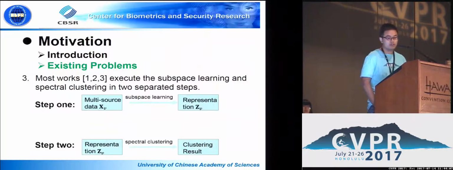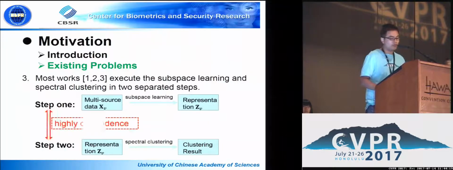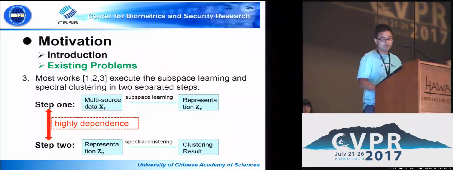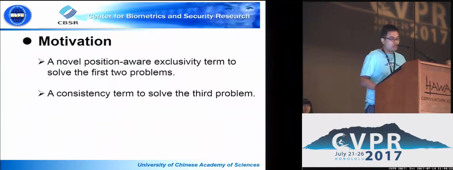The third one is that most works execute the subspace learning and spectral clustering in two separate steps, without consideration of the fact that these two steps highly depend on each other. To address the above issues, we first propose a novel position-aware exclusivity term to solve the first two problems, and a consistency term to solve the third problem.